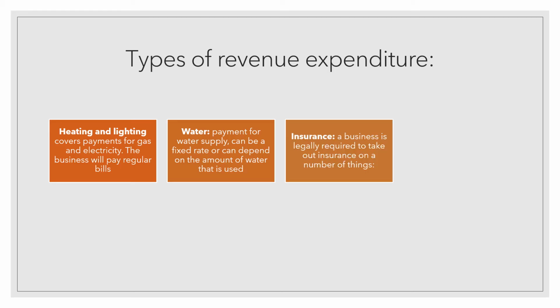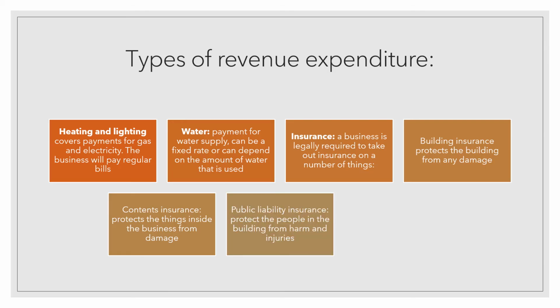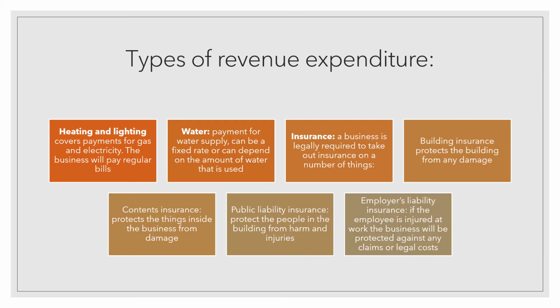There's insurance. A business is legally required to take out insurance on a number of things. One of those things is building insurance. It protects the building from any damage. Then there's contents insurance. That protects the things inside the business from any damage. Then there's public liability insurance. That protects the people in the building from harm and injuries. And there is employer's liability insurance. So if an employee is injured at work, then the business will be protected against any claims or any legal cost.